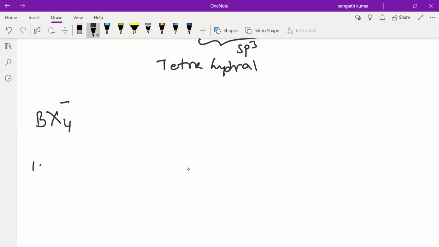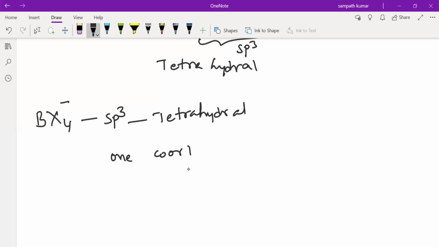Tell me what is the geometry, Nana? sp3, sir. sp3 tetrahedral. Yes or no? How many dative bonds are there here? One, sir, one coordinate bond, plus 3 normal bond pairs. Yes or no? Normal bond pairs are 3, and one dative bond is there.